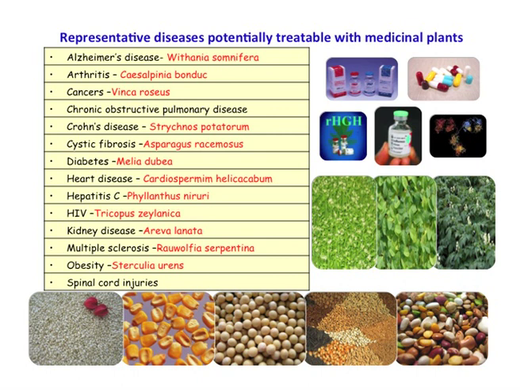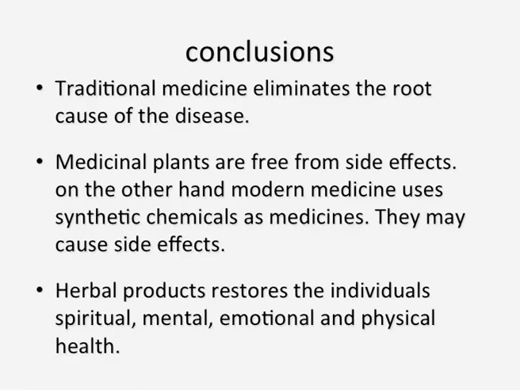Hepatitis C can be effectively cured by Phyllanthus niruri. For HIV, Tricholepis glaberrima is an effective drug. For kidney diseases, Aerva lanata, particularly to clear kidney stones. For obesity, Sterculia urens. Traditional medicine eliminates the root cause of disease.